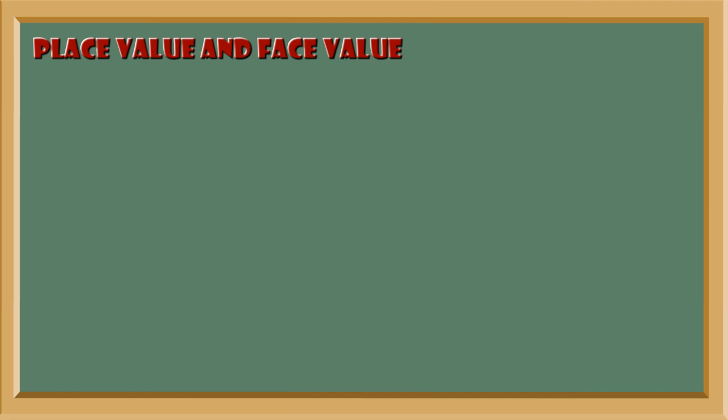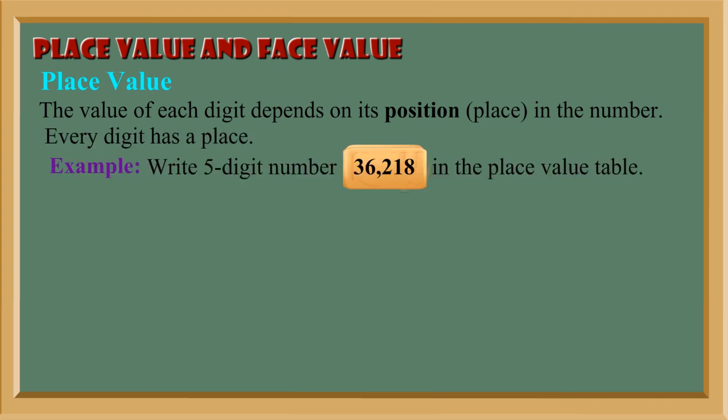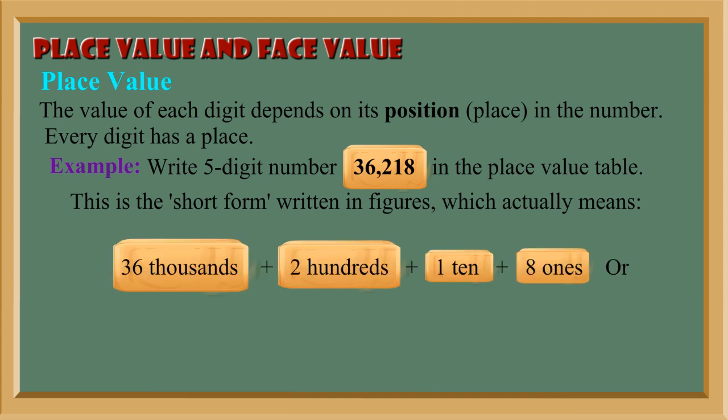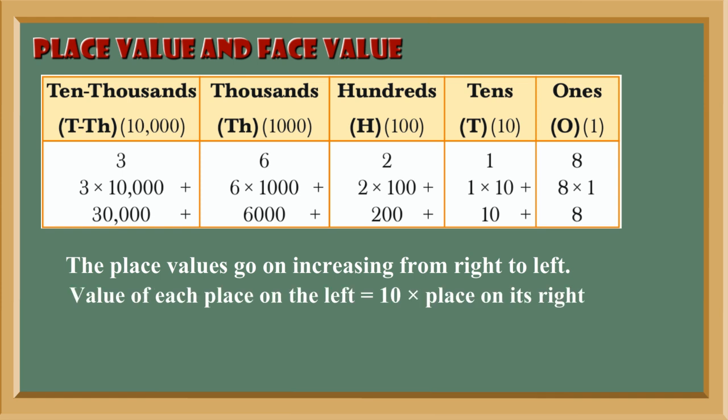Place value and face value. Place value. The value of each digit depends on its position, or place, in the number. Every digit has a place. Example, write the 5-digit number 36,218 in the place value table. This is the short form written in figures, which actually means 30,000 plus 6 thousands plus 2 hundreds plus 1 ten plus 8 ones. The place values go on increasing from right to left. The value of each place on the left is equal to 10 multiplied by the place on its right.